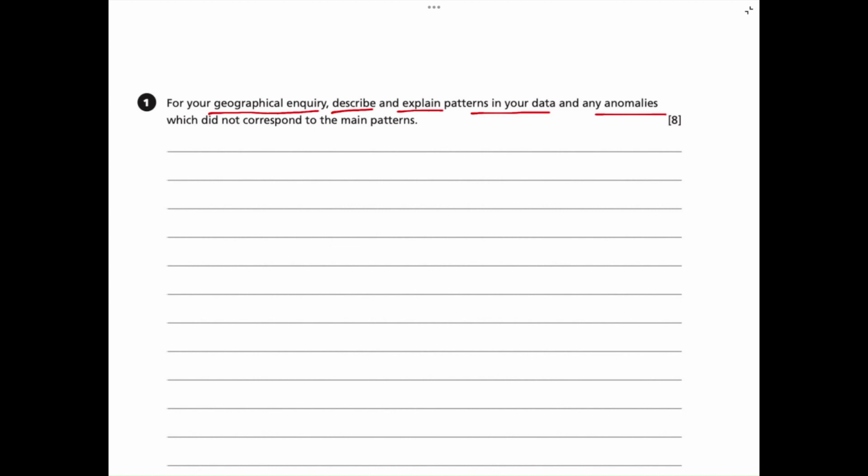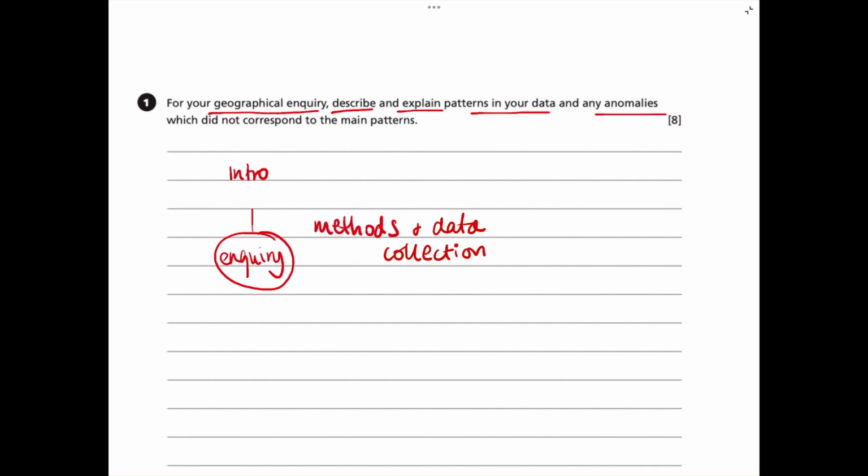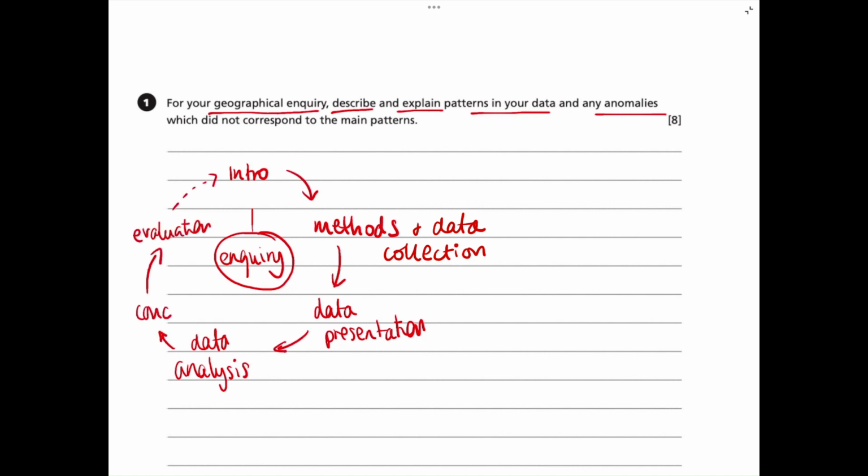So I just want to draw the stages of geographical inquiry to remind you. For a geographical inquiry, we have your introduction, which is your hypothesis. You then go out and collect data using a range of qualitative and quantitative methods. You then present your data, where you collect everything that you found out and you present it in a range of graphs or qualitative annotated photos.